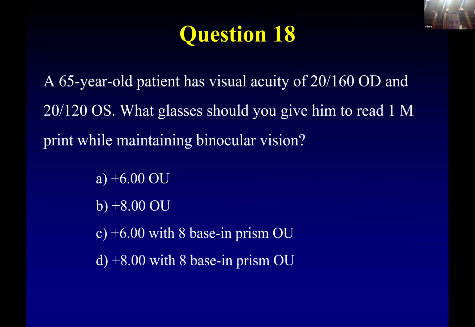All right, question 18. A 65-year-old patient has a visual acuity of 20 over 160 on the right and 20 over 120 on the left. What glasses should you give him to read 1M, a newspaper print, while maintaining binocular vision? +6, +8, +6 with 8 base in prism, +8 with 8 base in prism.